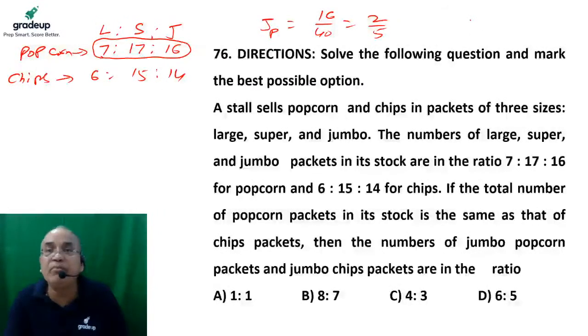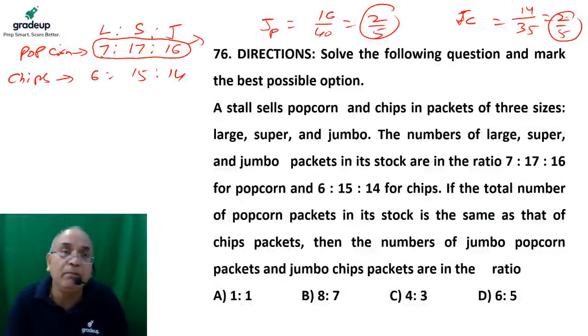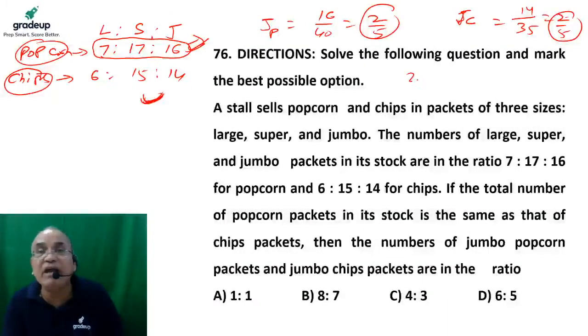When we talk about jumbo packets of chips, JC means jumbo chips, they are nothing but 14 and this 29 plus 35. Out of 35, they are 14, so they are also in the ratio of 2 by 5. It means we have to take 2/5 of the same value, because the total of popcorn and the total of chips packets are the same. So we take 2/5 of this total value and 2/5 of this total value of chips, which is the same. So 2 by 5 to 2 by 5 of the same value is nothing but in the ratio of 1:1.